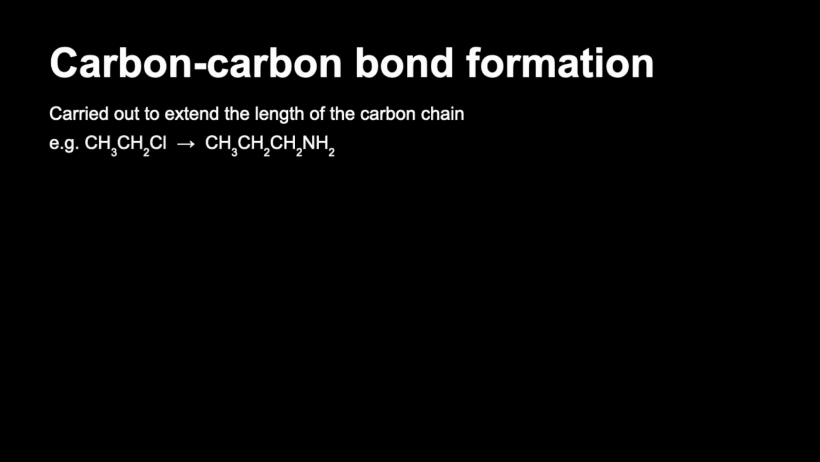So we'll take a look at carbon-carbon bond formation now. One of the reasons why this is carried out is to extend the length of the carbon chain. I'm going to give you a couple of examples to illustrate this. If you look at that one there, we're starting with 2 carbons and we're going to 3. So obviously we've got to grow the carbon chain.